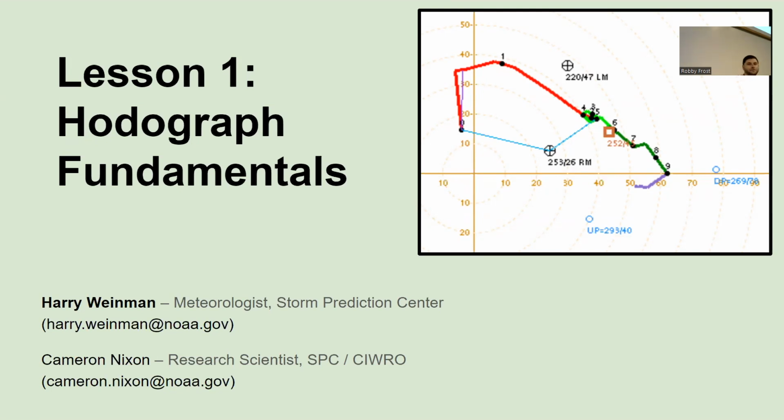I'm Harry Weinman, a forecaster at the Storm Prediction Center, here with Cameron Nixon, who is a research scientist with us now. We actually just put all this together. You're the first to see what's going to be the newest information for the Weather Service RAC course. So you guys will be our trial people here. Bear with us. It's a lot of information.